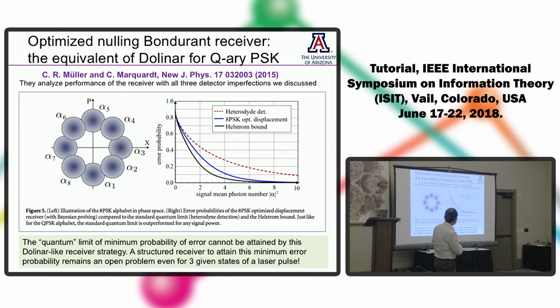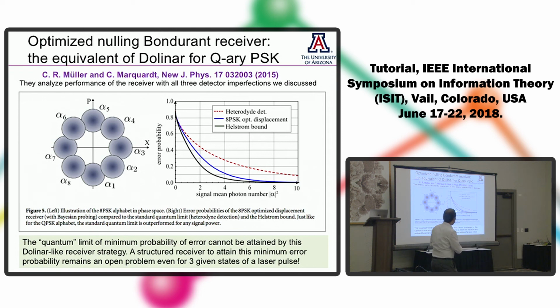This receiver was proposed by a person called Roy Bondurant, and the performance of that receiver with a Kennedy-style optimized displacement is shown over here, this blue line. And this red is heterodyne detection. And what was shown is that there is a very similar error exponent improvement you get. So this scales as e to the minus n over 2, whereas this scales as e to the minus 2n. You get a factor of 4 improvement this time in the error exponent.